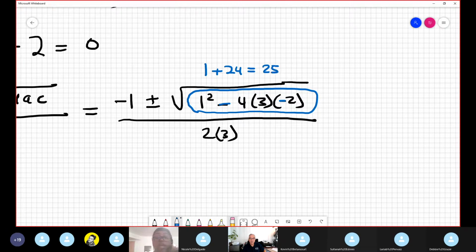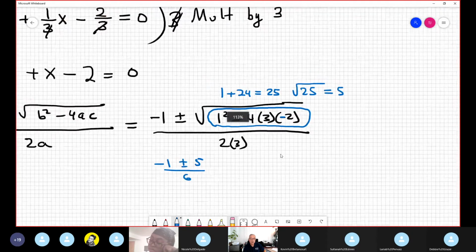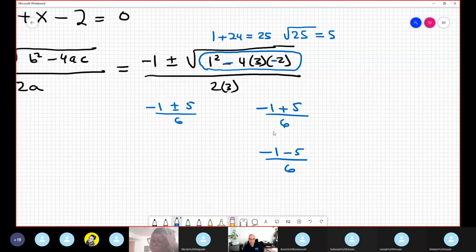Jasmine? Yes. And the square root of 25 is 5. Super. And 5 is nice. So now so far my answer is negative 1 plus or minus 5 divided by 6. As usual, you separate into two pieces using the positive sign and the negative sign. Then negative 1 plus 5 over 6, and negative 1 minus 5 over 6.